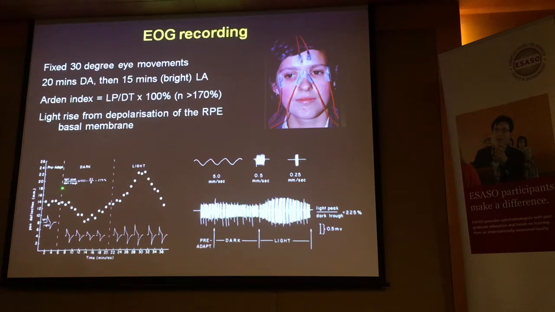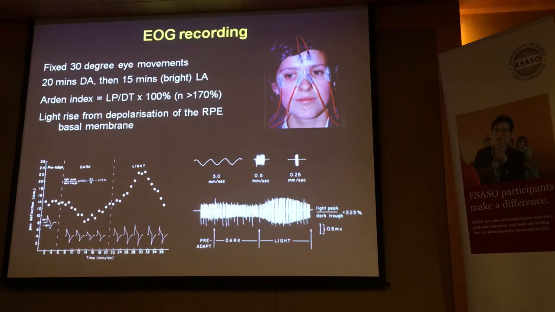But what they demonstrated was that, as you move the eyes from side to side, you get a signal. Because the eye is like a little battery, cornea positive, retina negative. And as you move that battery from side to side, the electrodes at the side of the eye, as you move this way, this becomes more positive, this becomes more negative, and you get a deflection in one direction. When you move the eyes back in the other direction, this becomes more negative, this becomes more positive, and the deflection goes the other way.